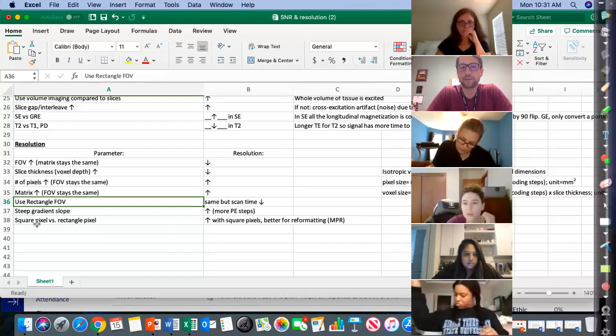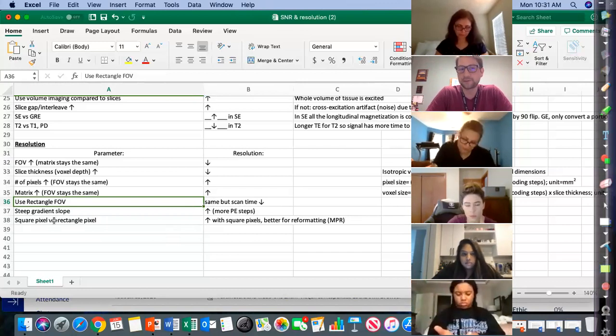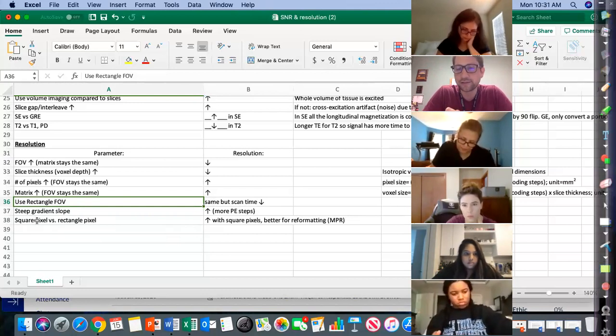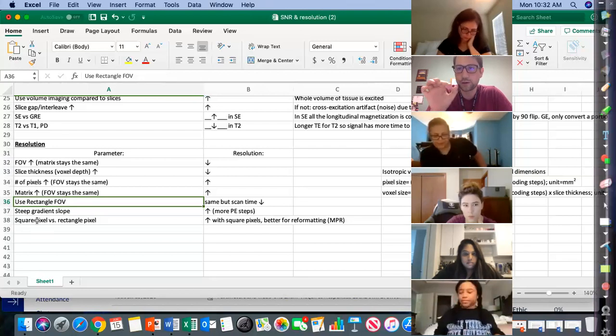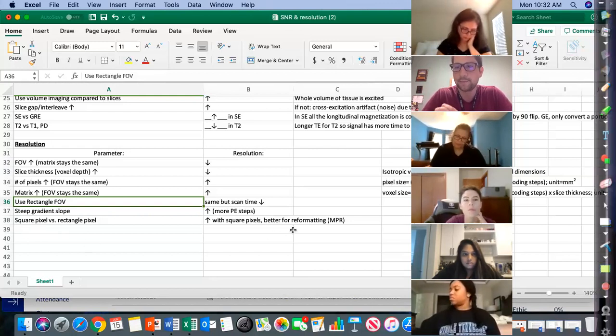That's different from this last line here. We're talking about the actual pixel size, not the field of view. If you have a square pixel versus a rectangle pixel, you're going to get a better resolution with the square pixel, meaning we have equal dimensions on two sides. And that's going to be better for reformatting or MPR, multiplanar reconstruction or reformatting.